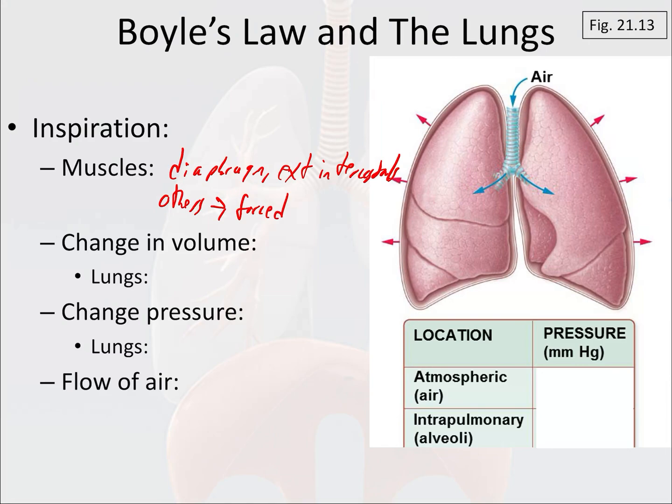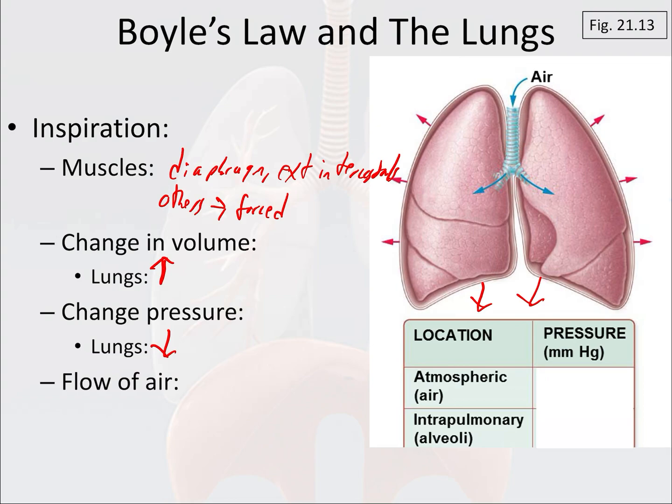Okay, so the change in volume that's going to occur here. So when that diaphragm contracts, it's going to pull down here. Okay, and what's that going to do to the lung volume? It's going to increase the lung volume, right? And that's the first step. So when it increases the lung volume, according to Boyle's law, that's going to change the pressure too, right? So if volume goes up, then pressure must go down.